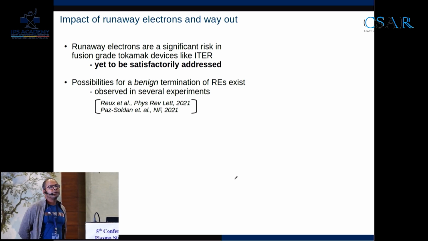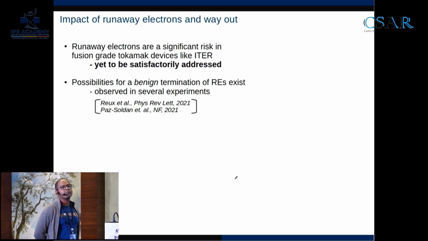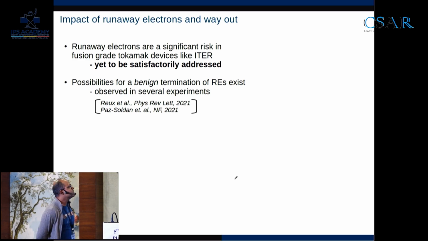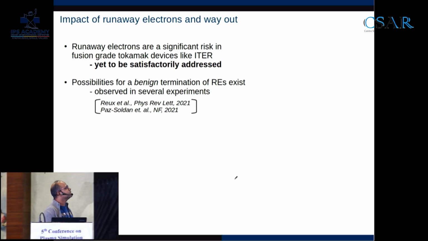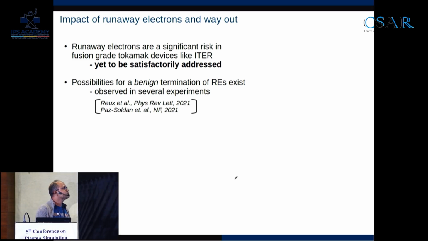Now the impact of all the current being carried by relativistic electrons is that they can be a significant risk to future fusion-grade tokamaks like ITER. So relativistic electrons are also seen in existing tokamak devices, but they have not really led to serious issues, so to say. But as you can see, since they are a big fraction of the total plasma current, when you have higher plasma current devices, you will have a lot of risk due to these electrons. So what is the risk associated?